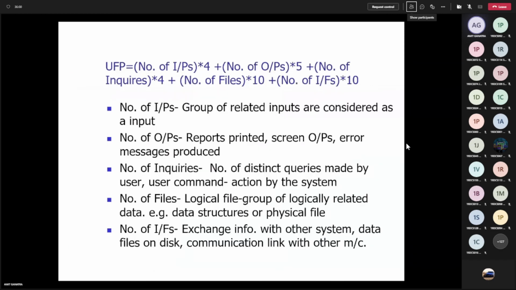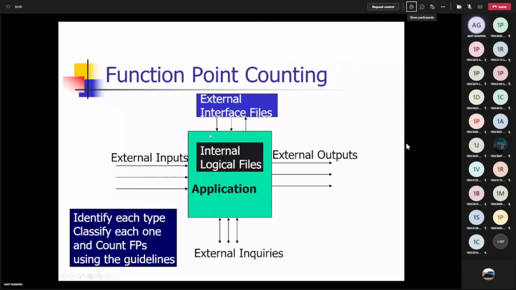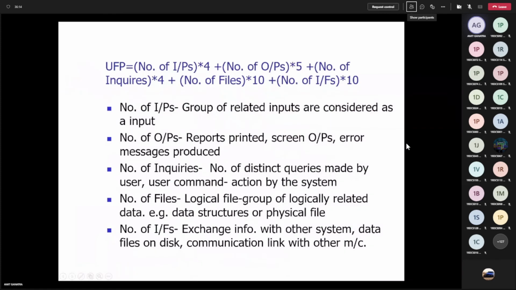So there is a weightage. My first equation is the unadjusted function point. Here, for these 5 points, the number of inputs, outputs, external interface files, internal logical files, and external inquiries, I have assigned certain weightages. So you see, input and inquiry I am giving the same weightage. Output I am giving a slightly higher weightage, but files and interfaces I am giving a weightage of 10. So there is a weighted sum of all the 5 components. You have to remember this equation. This is how you can calculate unadjusted function points.